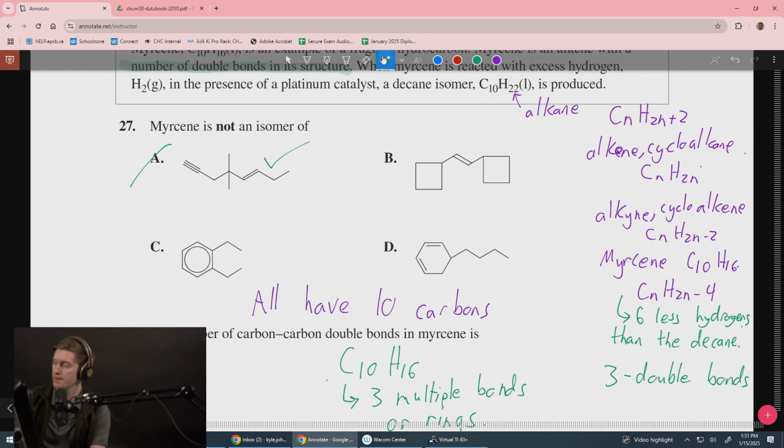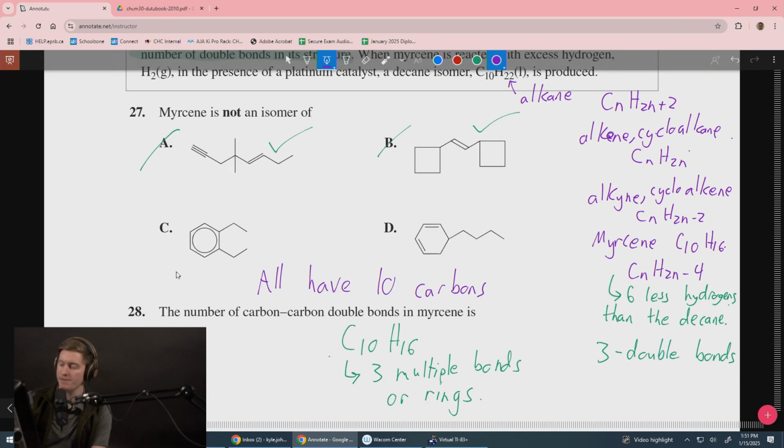For B, we have 2 rings and a double bond, which means that we fit this 3 multiple bonds or rings. This would be an isomer. C has a benzene ring. Now the benzene ring acts as if it has 3 double bonds. But then you have 3 double bonds plus 1 ring, which means you would actually go over the number of multiple bonds and rings. So C would not be an isomer.